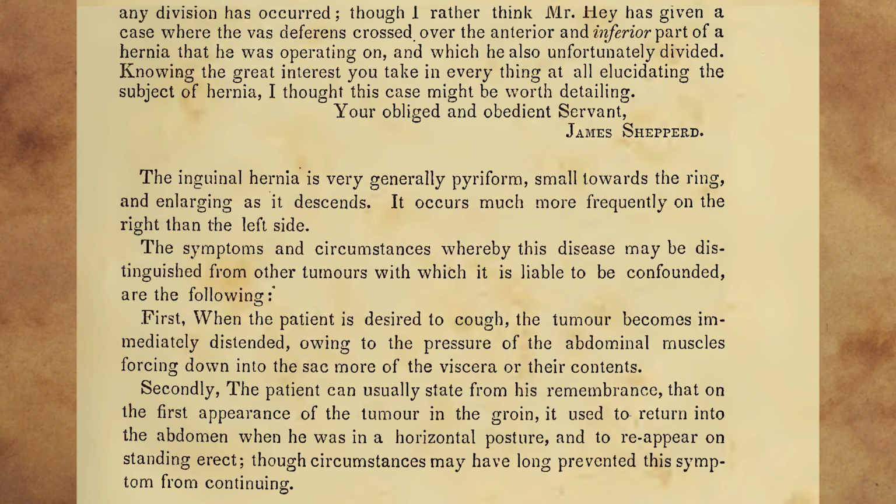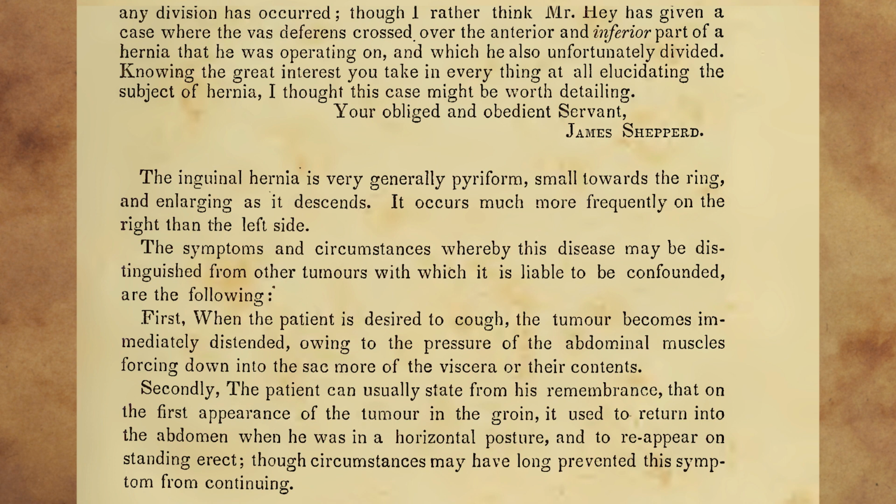The inguinal hernia is very generally piriform, small towards the ring and enlarging as it descends. It occurs much more frequently on the right than the left side. The symptoms and circumstances whereby this disease may be distinguished from other tumors with which it is liable to be confounded are the following. First, when the patient is desired to cough, the tumor becomes immediately distended, owing to the pressure of the abdominal muscles forcing down into the sac more of the viscera or their contents.